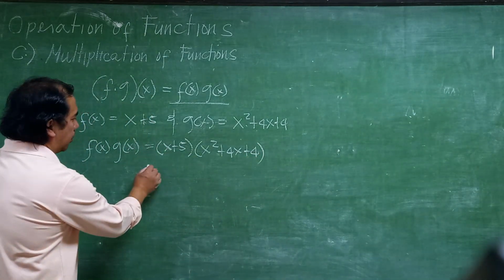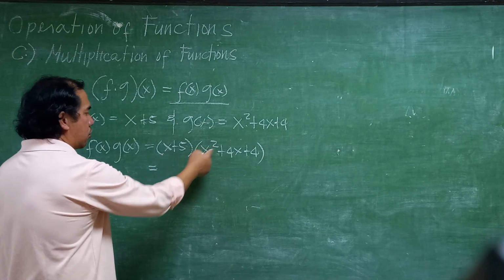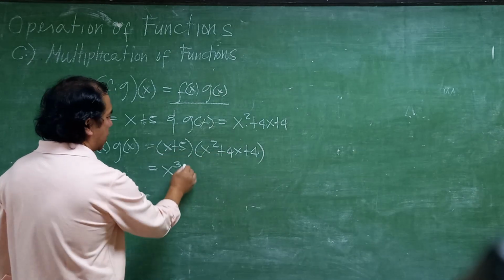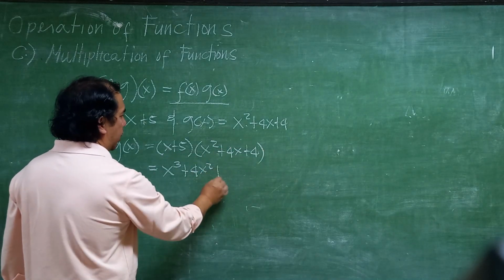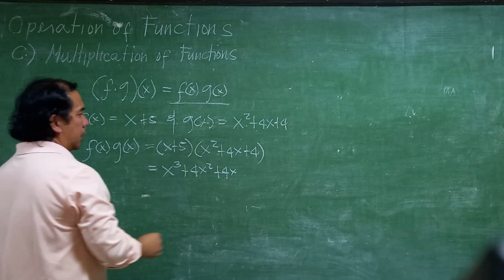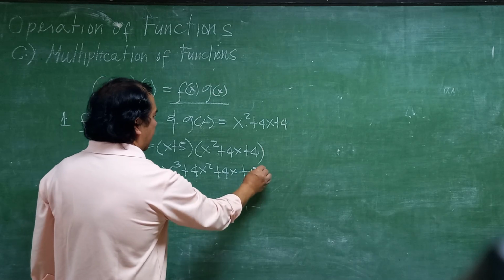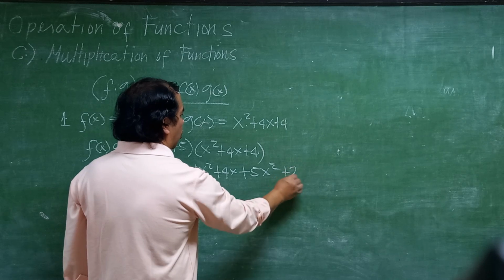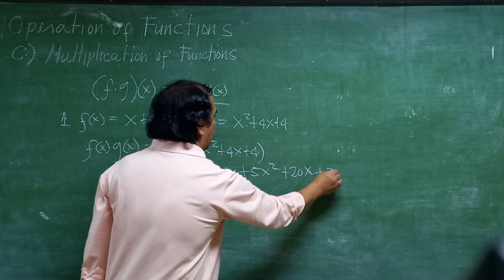Okay, so how do we multiply? Let's try to multiply. This is the same as x multiplied by x raised to 2, we have x raised to 3. X multiplied by 4x, we have 4x raised to 2. X multiplied by 4, we have 4x. Okay, how about this one? We multiply. So 5 multiplied by x raised to 2, that is the same as 5x raised to 2. How about this one? That is the same as plus 20x. How about this one? That is the same as plus 20.